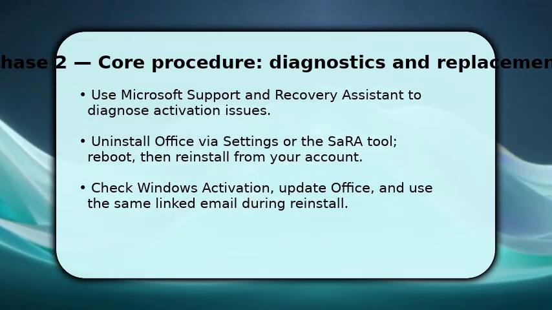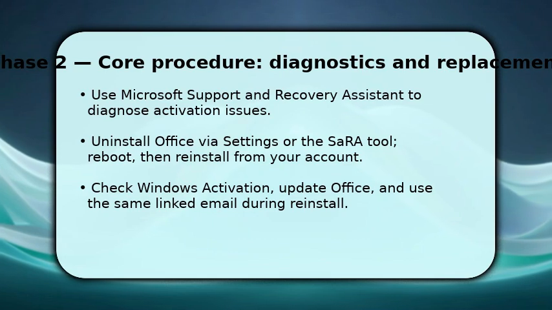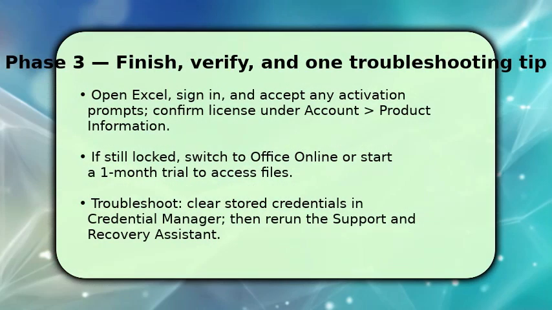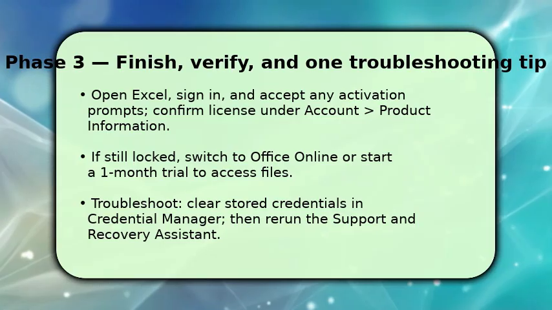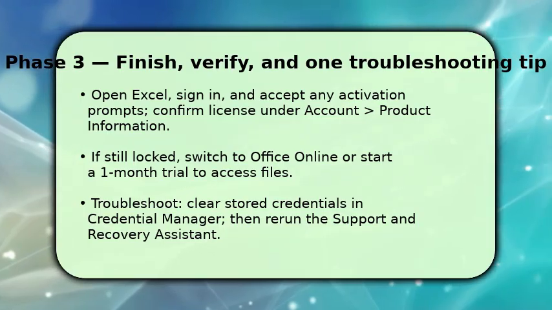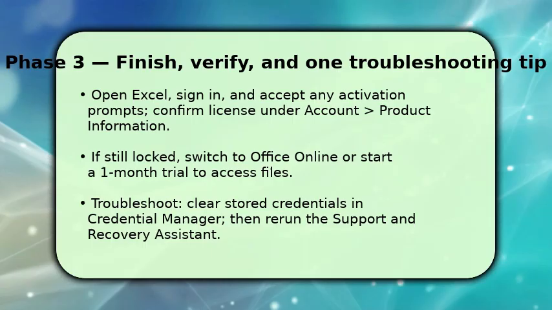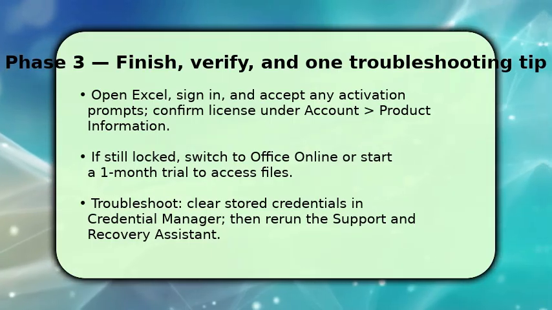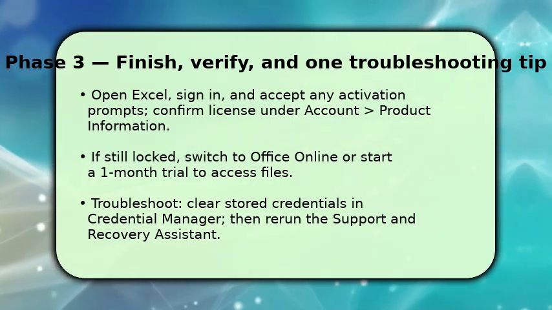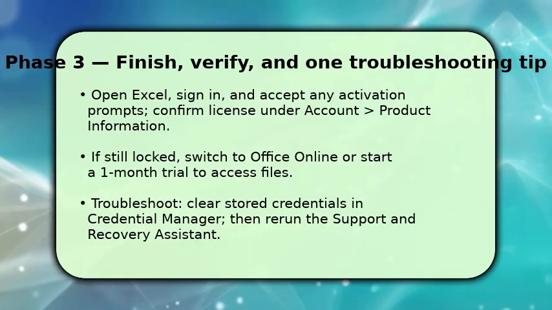You finish by launching Excel and signing in with the exact email tied to the license. Accept prompts to reactivate and check account product information to confirm success. If activation still fails, use Office Online or a 1-month trial to access your work while you resolve the license.